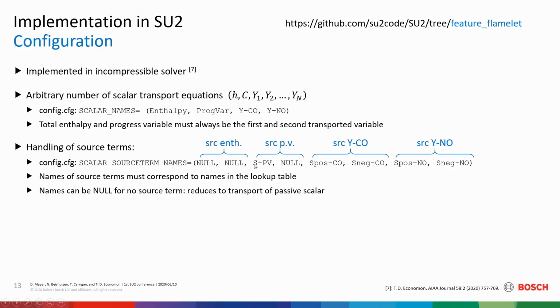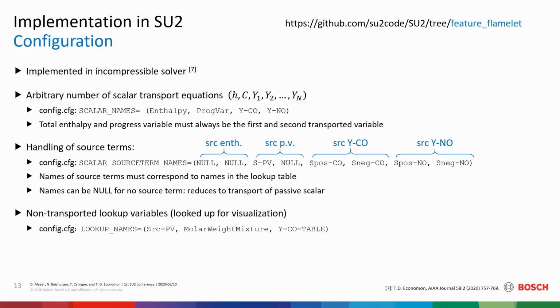So we just specify null, which turns the enthalpy into a passive scalar here. The progress variable does not do the source term splitting, so we just have one positive contribution, and we set the negative contribution to null. And then for our two pollutants, we have two contributions for each. The names in this list must correspond to the names in the lookup table, and as I said, if you set this to null, you can model a passive scalar.